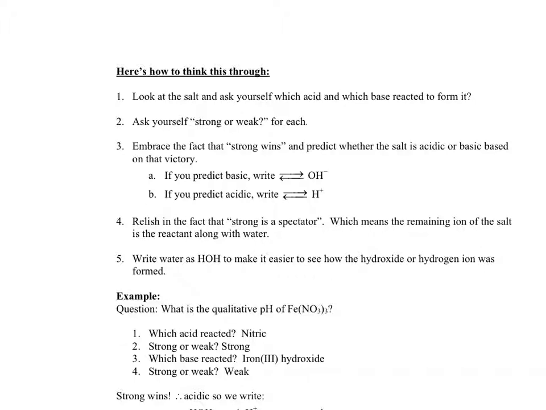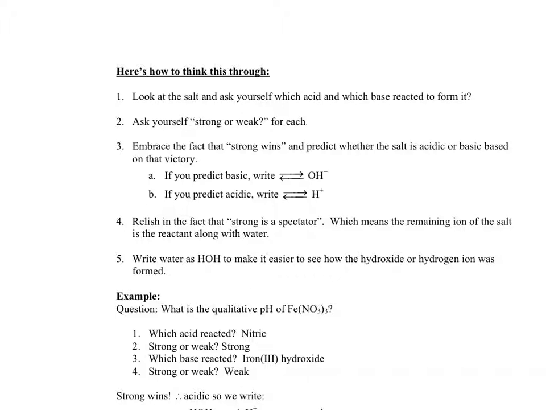So salt problems are one of the hardest types of problems from acid and base. Okay, so we're going to talk about how to think through these types of problems. First of all, look at the salt and ask yourself, which acid and base reacted to form this salt? Then ask yourself, are these acids and bases strong or weak? Think about the fact that strong wins. So if it came from a strong acid and a weak base, then it's going to be acidic. Strong base, weak acid, going to be basic.